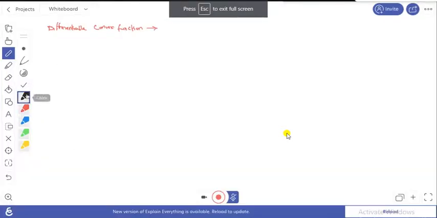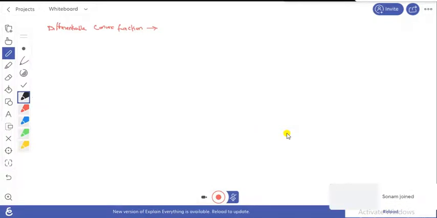Okay, so today we will start with this topic, differentiable convex function. Right now there are 25 students connected, so okay, we start with today's class.